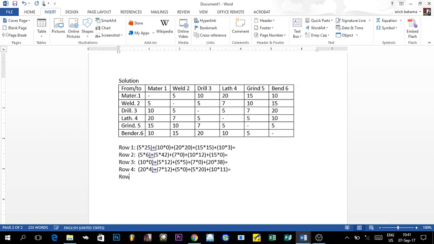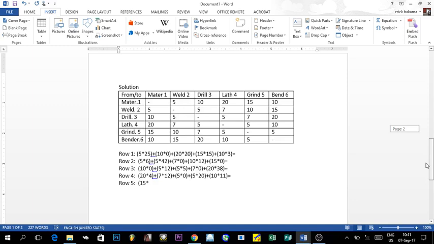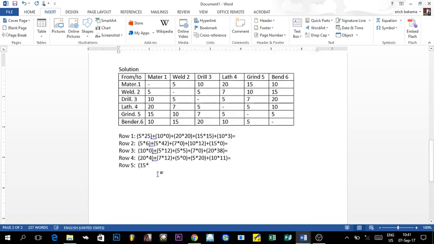Then we have row 5. Row 5 is the distance between room 5 and room 1. The first one, the distance is 15, that we multiply by grinder and material. So we have grinder and material. We have 5 units that are moving. And then we have our 5 units, plus.